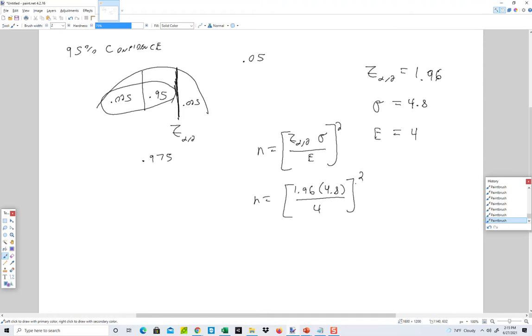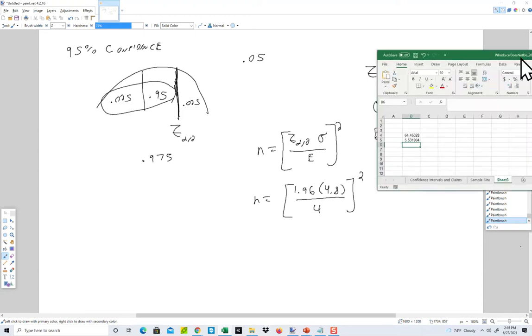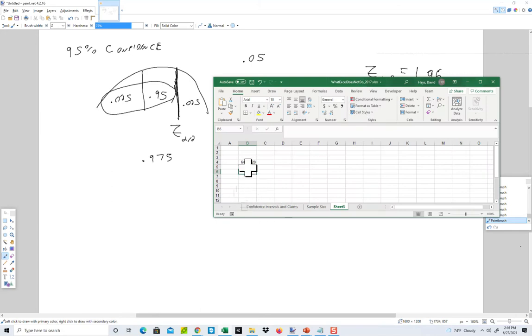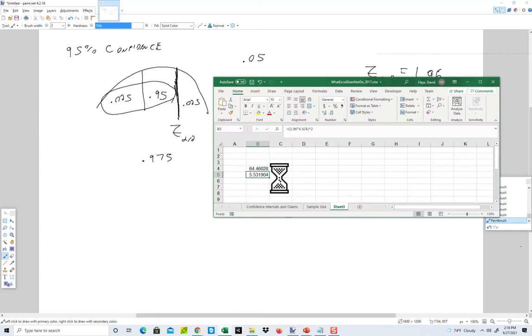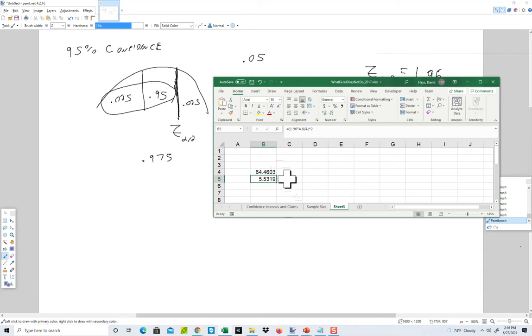Now let me get something to put this into. 1.96 times 4.8 divided by 4, squared. I get 5.53. That's right here, 5.5319. You always round up. No matter what your decimal place is, you always go up to the next number, which is 6.